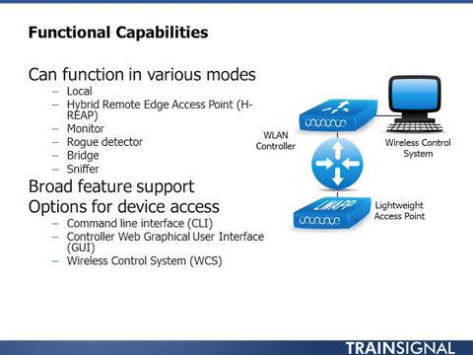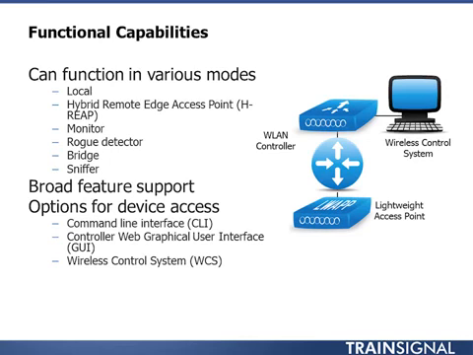The access point can function in various modes, just like we saw with the autonomous mode access point, but I have a couple of additional capabilities. So I can operate in a local mode, which is the normal access point. Clients connect to me, and then I forward that data to the wireless LAN controller to then send on its way. It can operate in an HREAP mode.